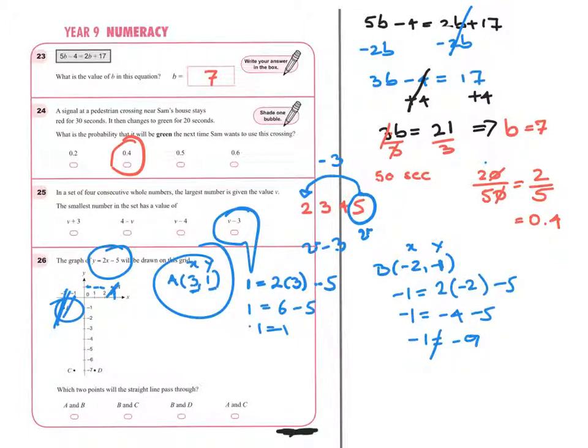You do the same for C or D, and you can just do it in your head and see if it does satisfy. For D, what is x here? x is 1. 2 times 1 is 2, 2 take away 5 is -3. So it's not going to be D. So it has to be C, and the line is going to go through A and C, which is the last one as well.